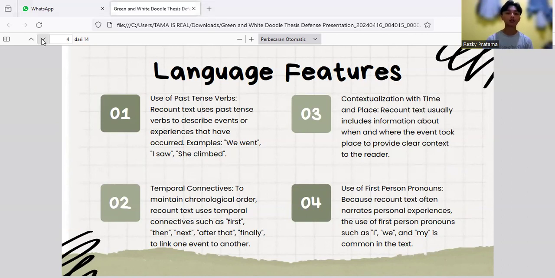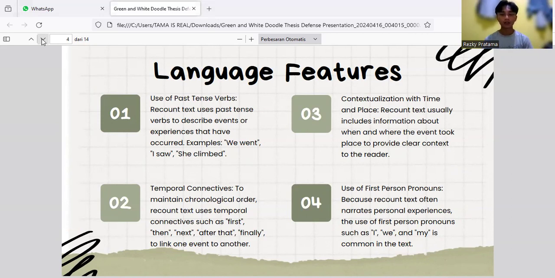Number two is temporal connectives. To maintain chronological order, the text uses temporal connectives such as first, then, next, after that, finally, to link one event to another event in the past.